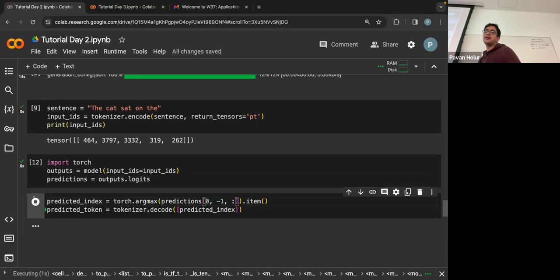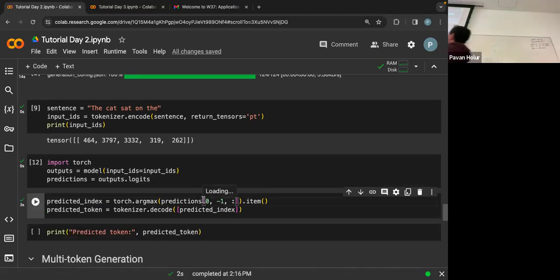Yeah, so 0 corresponds to the first element in the batch, right? As we always are doing. -1 corresponds to the last token in the generation. So whereas in masked language modeling, we are looking for the token represented by mask, in the sequential language model, we look for the last token embedding, because that is the one that contains information about what comes next. Okay?